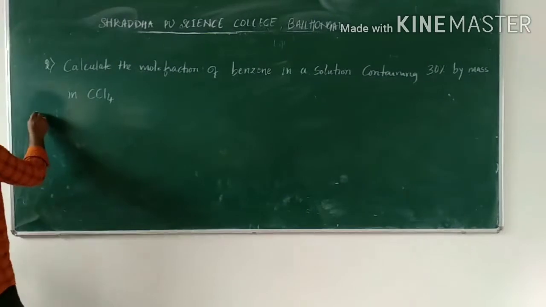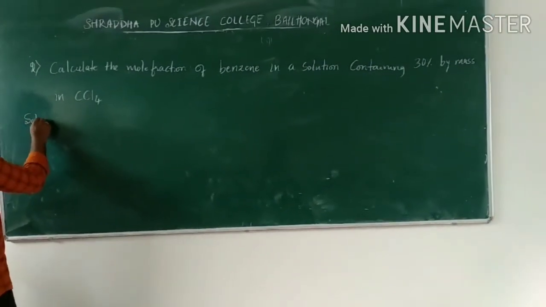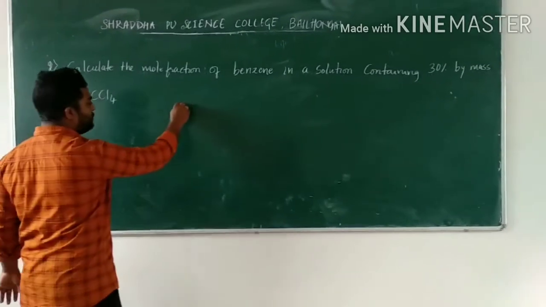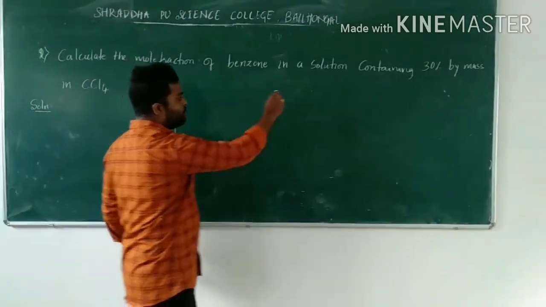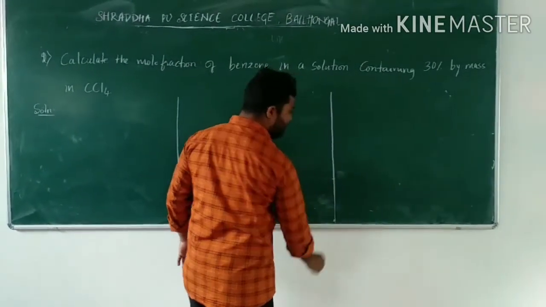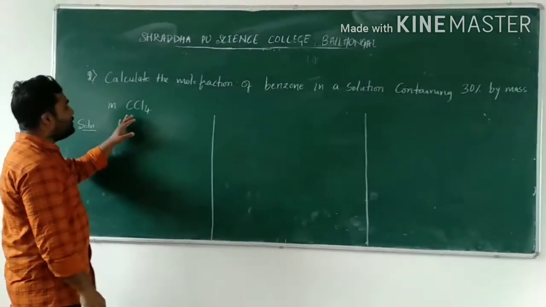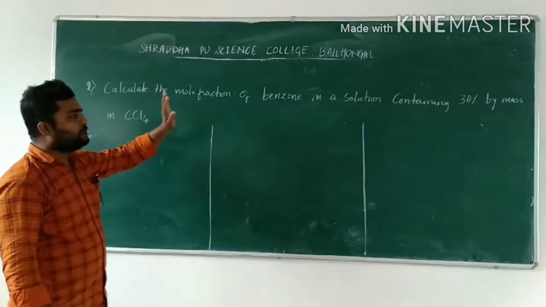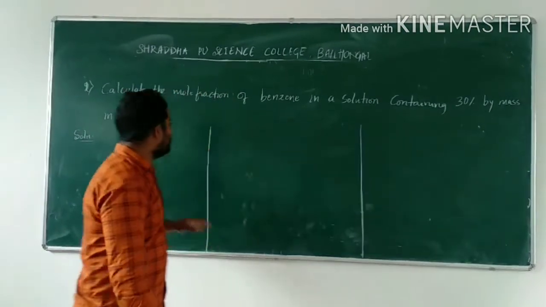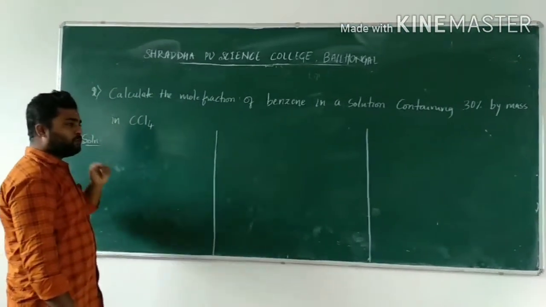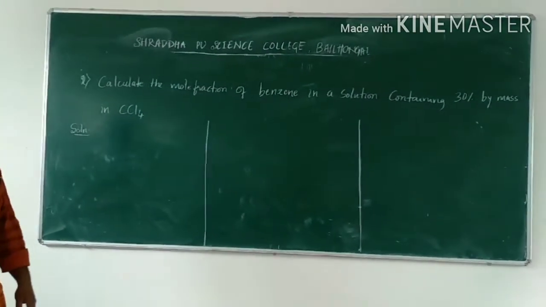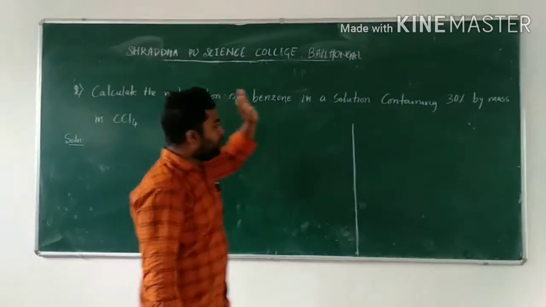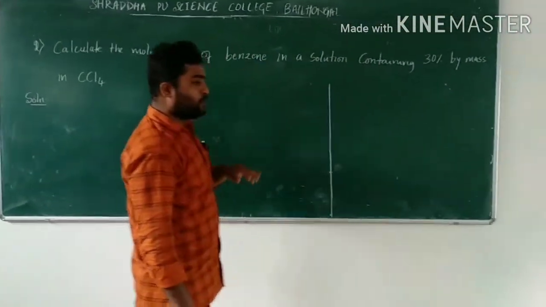So what you have to understand is that this problem has 3 parts. In this problem you first have to determine the molar mass of benzene. Since you are talking about the mole fraction, first I should know the number of moles of benzene, then the number of moles of CCl4. In order to calculate the number of moles, I should know the molar mass of CCl4, then the molar mass of benzene.